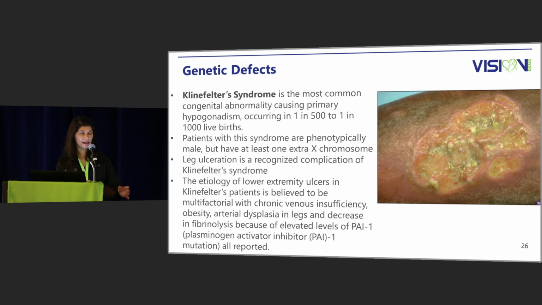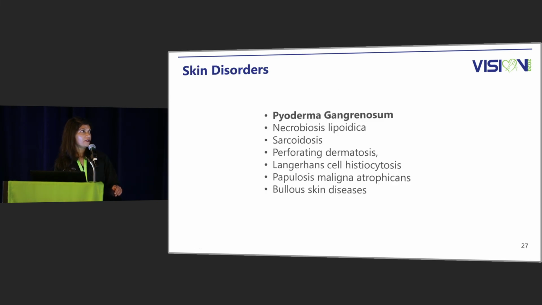Leg ulceration is a characteristic complication of Klinefelter's, and the etiology is believed to be multifactorial, with chronic venous insufficiency, obesity, arterial dysplasia in legs, fibrinolysis, elevated plasminogen activator inhibitor 1. Those have all been reported as inciting factors for ulcers in Klinefelter's. And finally, the skin disorders such as pyoderma, necrobiosis lipoidica, sarcoidosis, perforating dermatosis, Langerhans, and bullous skin disease.